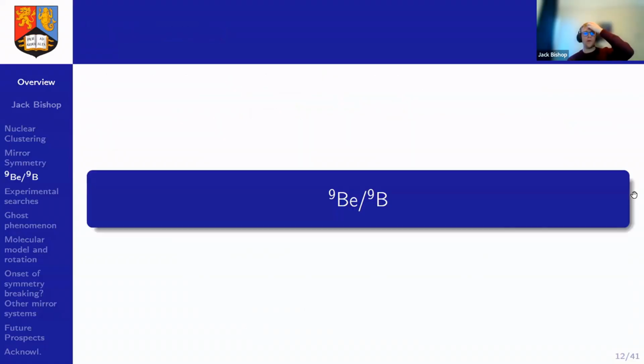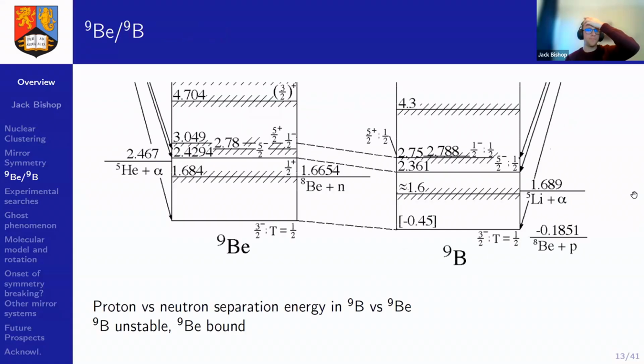So that brings us on to our beryllium and boron mirror system. If we look at the same diagram for beryllium and boron, what we see is that, again, the ground states both have the same spin parity. They're 3½ minus. We see that there's some excited state, and then 5½ minus, 1½ minus, 5½ plus. But if we look at the first excited state, this is relatively well seen in beryllium-9, but actually beryllium-9 and boron-9 end up being quite different.